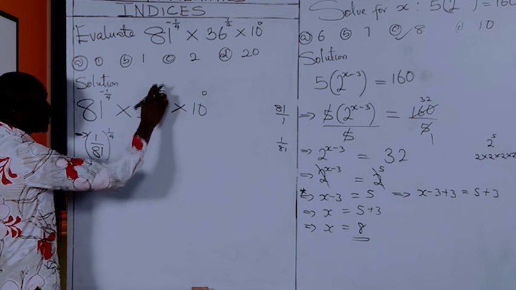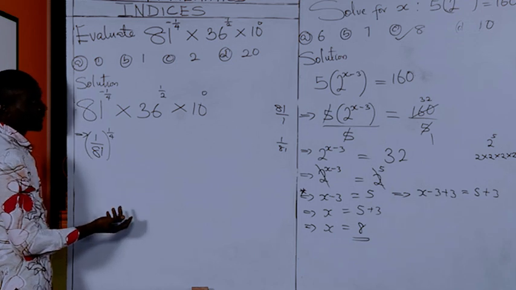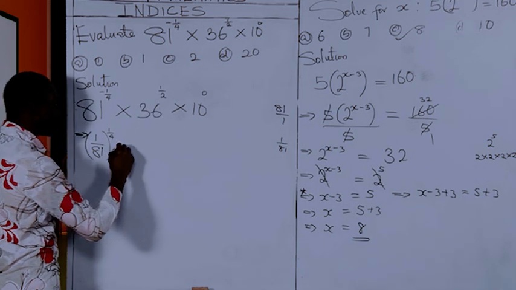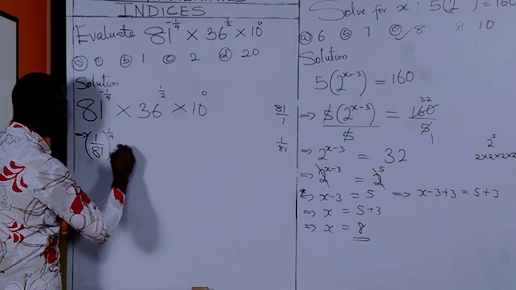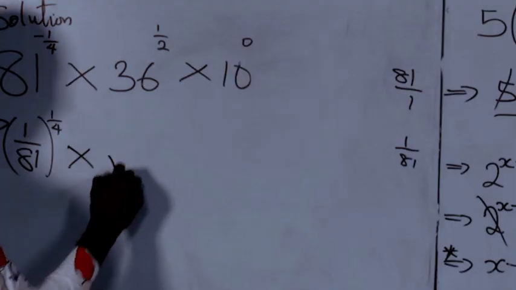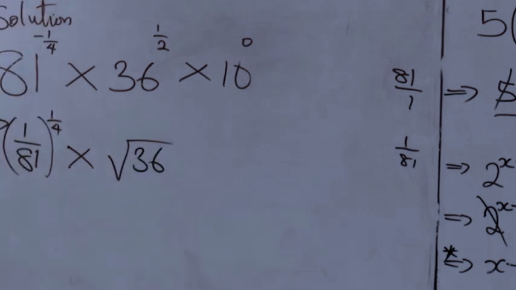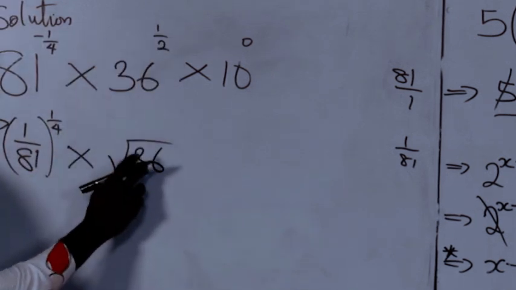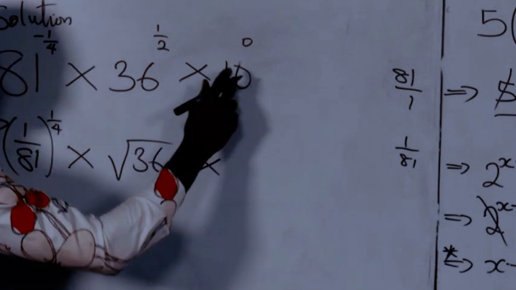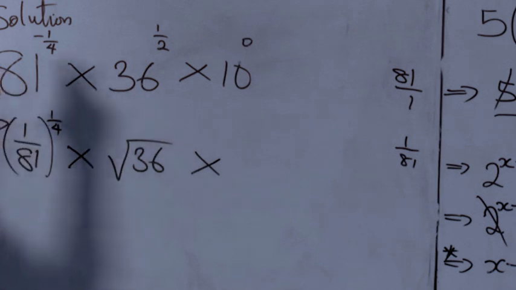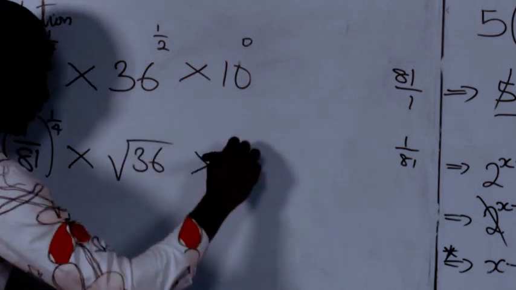This 36 raised to the power 1 over 2. 36 raised to the power 1 over 2 means, in indices, I want to convert this. This will give us the square root of 36. Okay, the square root of 36 multiplied by 10 raised to the power 0 is what? 1. You all know that anything raised to the power of 0 is 1.